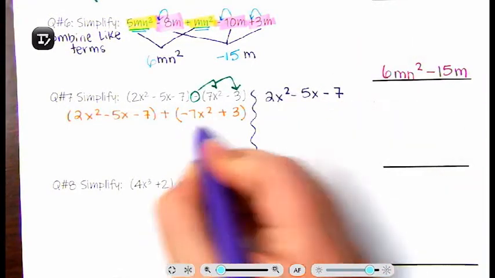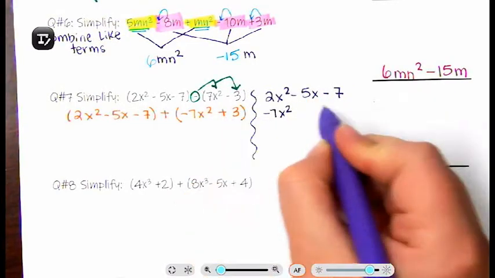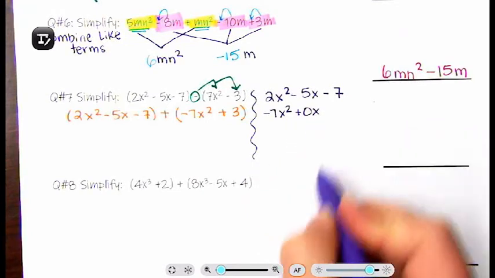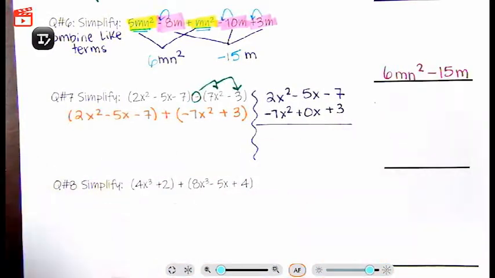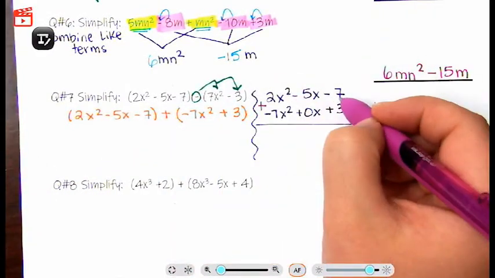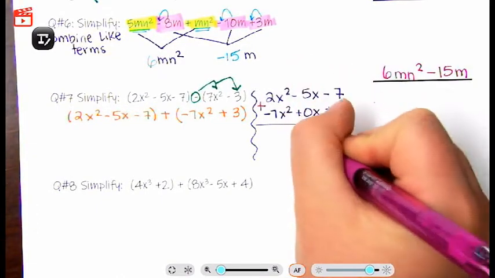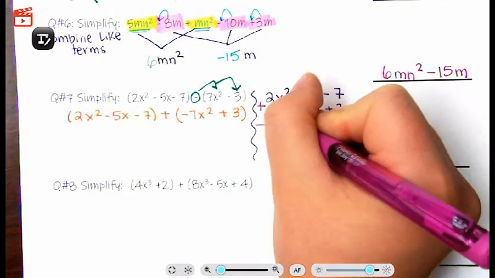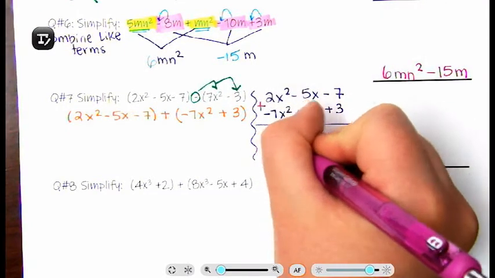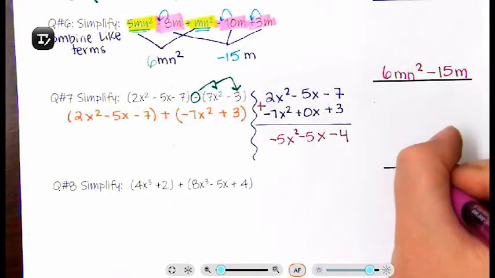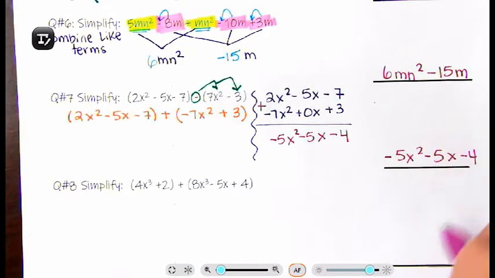So for example, here I have a negative 7x squared. Squares are on top of each other. I do not have an x, so I'm going to write a placeholder of 0x, and then I have a plus 3. All of this I'm going to add. So negative 7 plus 3, that is a negative 4. Negative 5 plus 0 is a negative 5x. Negative 7 plus 2, or 2 plus negative 7, is a negative 5x squared. So this expression gets simplified to negative 5x squared minus 5x minus 4.